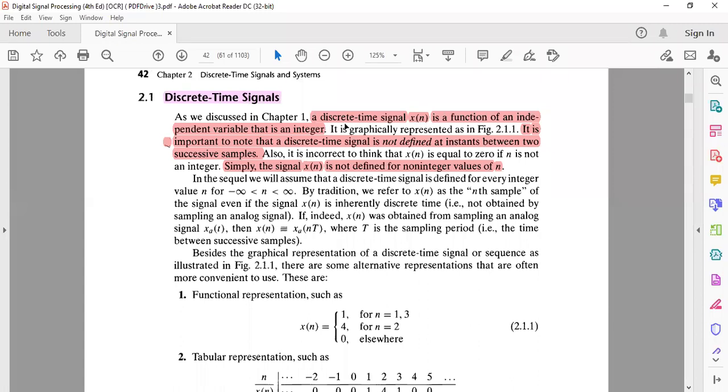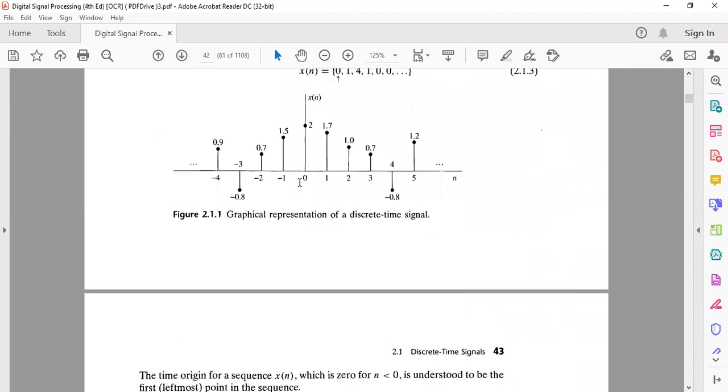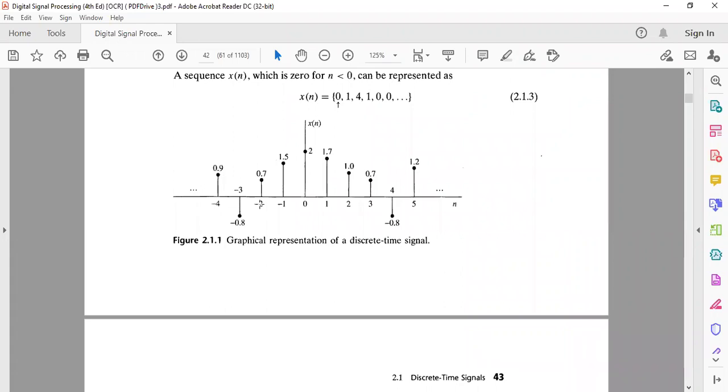Okay, a discrete time signal x[n] is a function of an independent variable that is an integer, n. It is graphically represented as in figure 2.1. Figure 2.1 is this. This is something we have seen before. We realize that this is characterized by values.